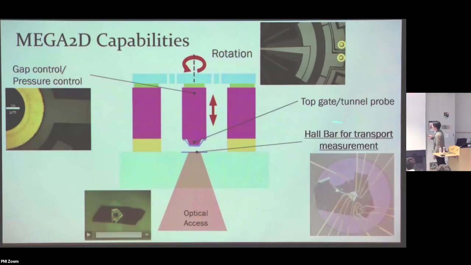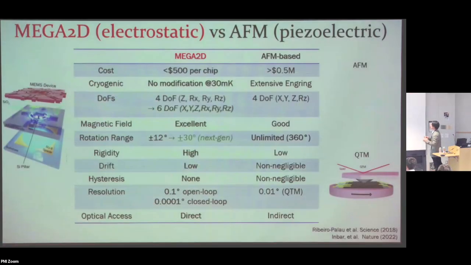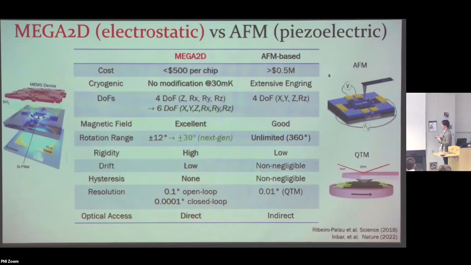And finally, we can also engineer the substrate so we can do actual transport, okay, under the tip. And this is actually quite important. And well, I think this is something that, maybe one advantage compared to QTM is that we can use much larger tips, and we can, in principle, do this in situ transport as the twist angle is varied. Yeah, so this is just a comparison of the Mega 2D versus the QTM type of experiment.